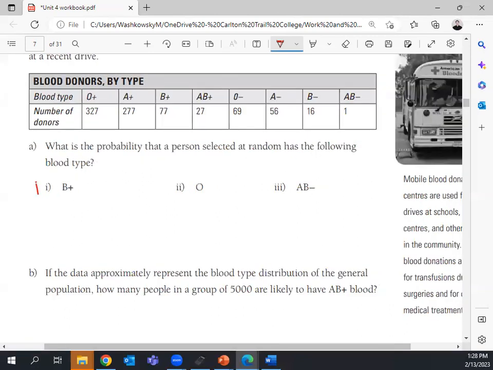So just jumping straight into it here. For question A1, it wanted us to figure out B plus. First off, what does this all add up to? 850, yeah, that's what I got too. 850, then how many people were B plus? B positive, sorry. 77. Right there's my probability, right? Isn't it 77 over 850 chance?